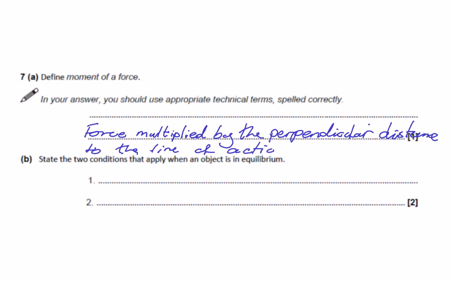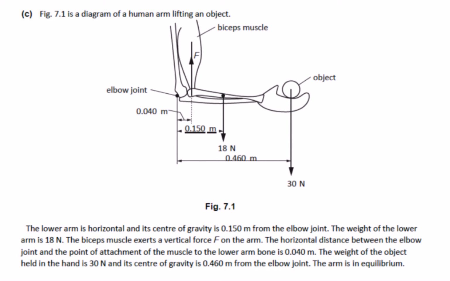And the second part is we've got to look at the two conditions that apply when an object is in equilibrium, and that will be that the net force is 0 and the net moment about any point, but I think we can get away without saying that, is also 0. Okay, now we're coming on.